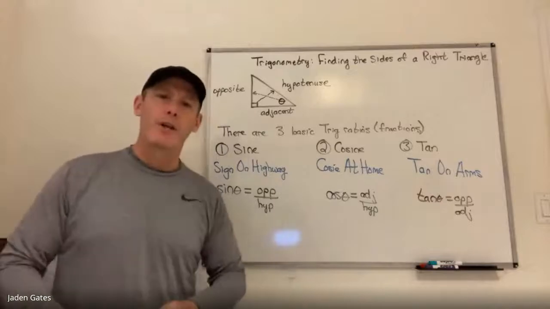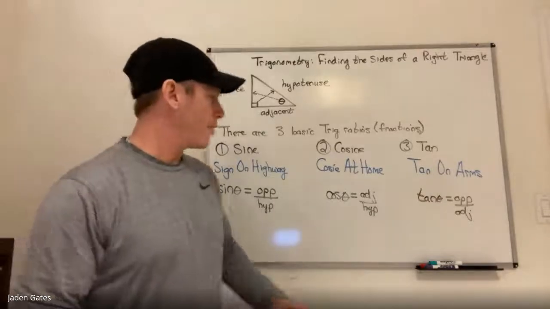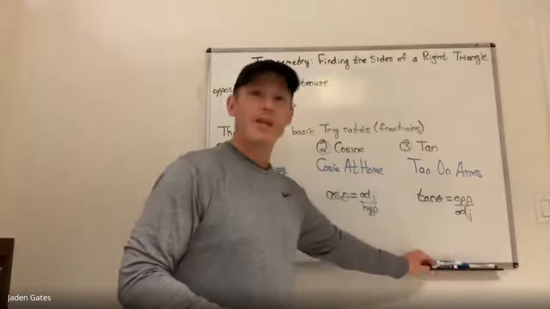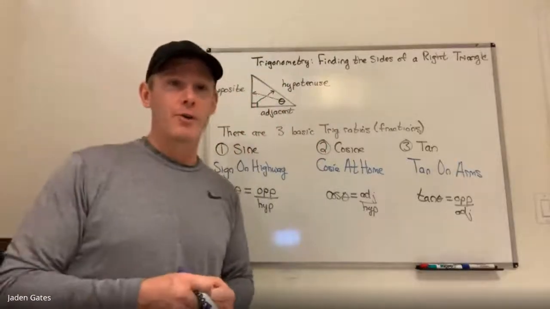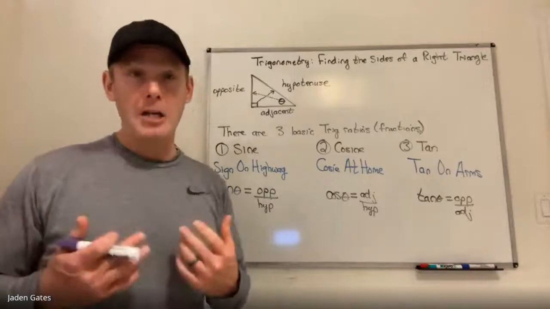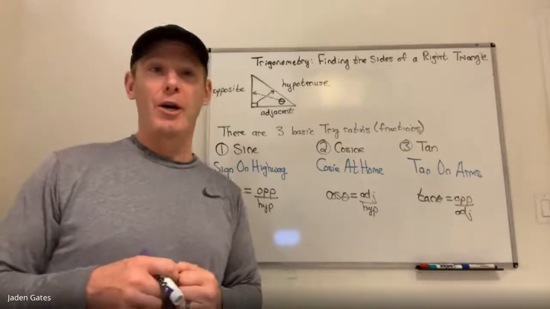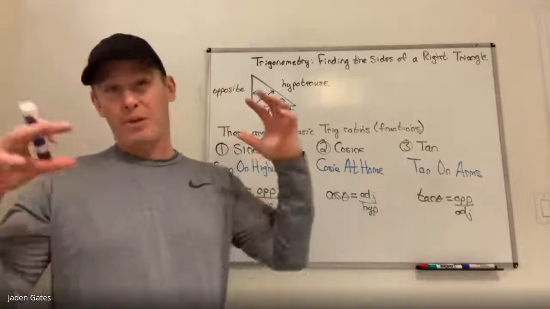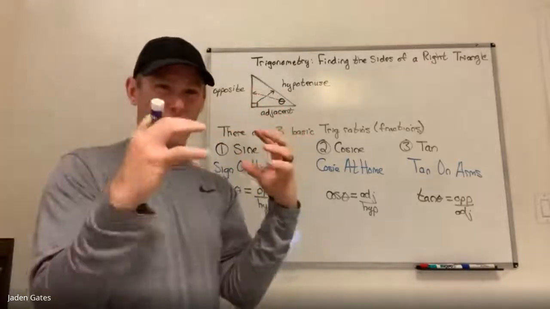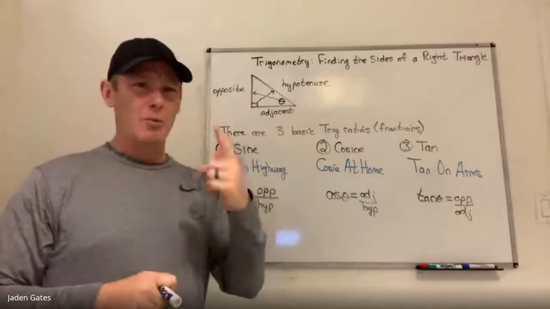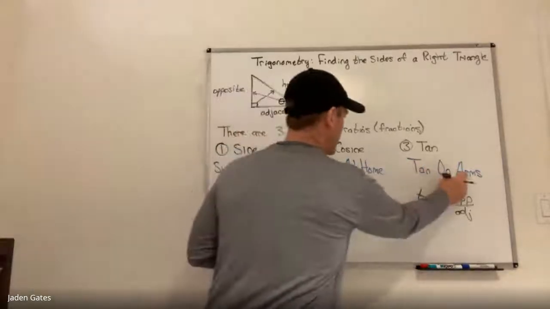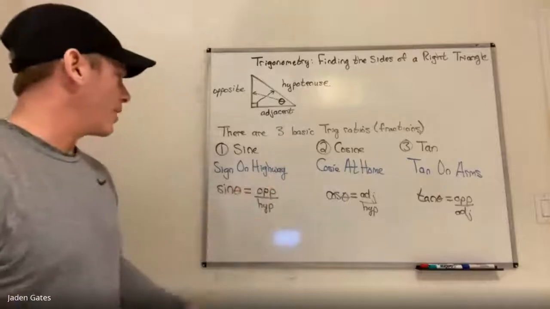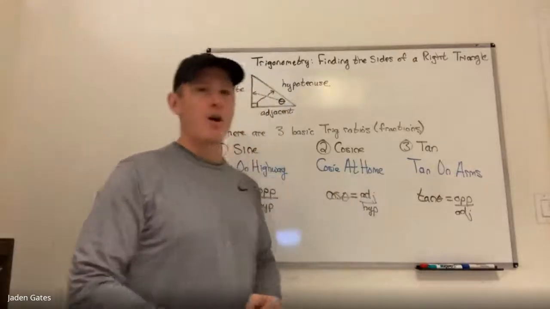Again, there are other phrases that people use. I think the other most familiar one is SOHCAHTOA. But as I mentioned earlier, I wasn't very good with English, and I still don't know how to spell SOHCAHTOA. So that was always a problem for me. Plus, with SOHCAHTOA, all three of them are jammed together, so if I miss one letter, I'd be in trouble. So again, these are the three memory phrases I use: sine on highway, cozy at home, tan on arms.